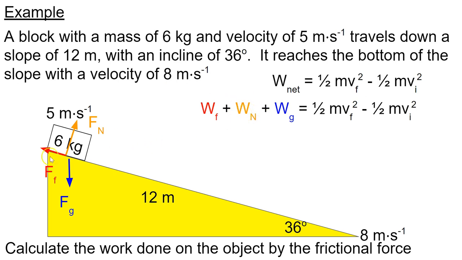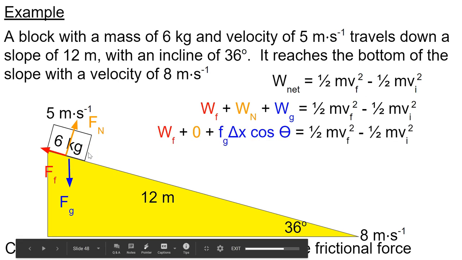Why again? Because this object is traveling downhill, so the angle between the normal force and the direction that it is traveling is 90 degrees, and cos of 90, if I fill this into my work equation, is 0. Remember, my work equation is W equals F delta x cos theta, where theta is the angle between F and the direction that it travels. So I know the work done by the normal force is 0.